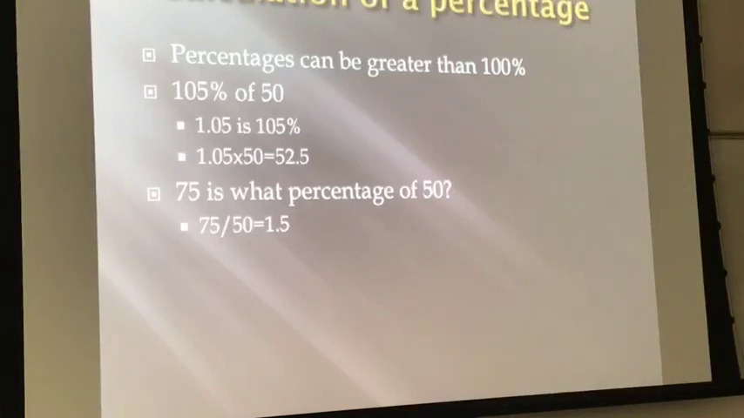All right, so percentages can be greater than 100. So 105% of 50 is naturally going to be larger than 50. So if you run into a problem that says you've got 105% of something, remember 100% is your whole, right? So 105% is going to be greater than your whole. 105% is 1.05, so you multiply 1.05 by 50, and that's going to give you 52.5. Your whole was 50, right? 105% of the whole is going to be larger than the whole, so it's going to be 52 and a half. It's going to be slightly larger.